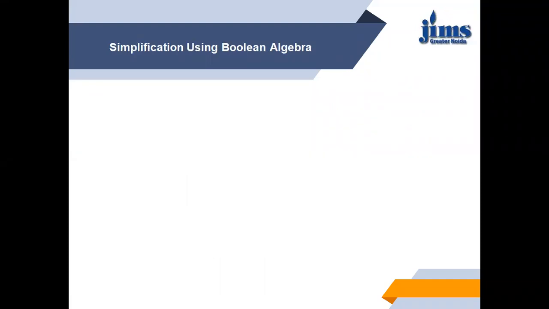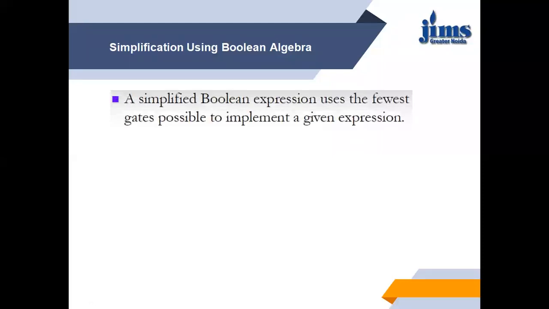Now, as we have discussed Boolean function simplification in the last lecture, we can take another example. Then we'll better understand the need for simplification of Boolean algebra. A simplified Boolean expression uses the fewest gates possible to implement a given expression. There is always a need, when you are designing a digital circuit, for the cost to be low and the design to be simple. It should be simple, meaning complexity should be minimized.